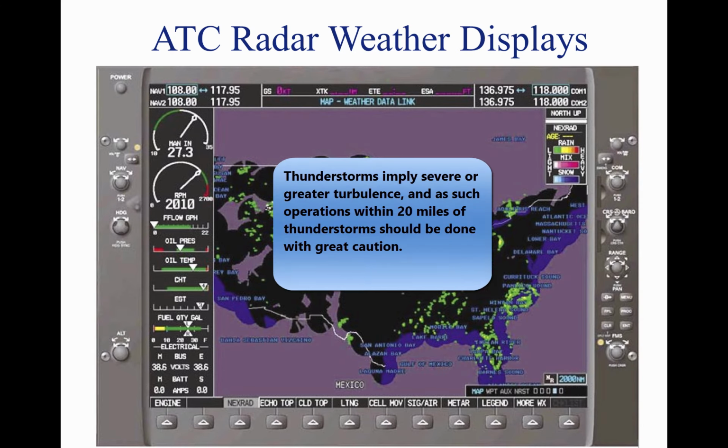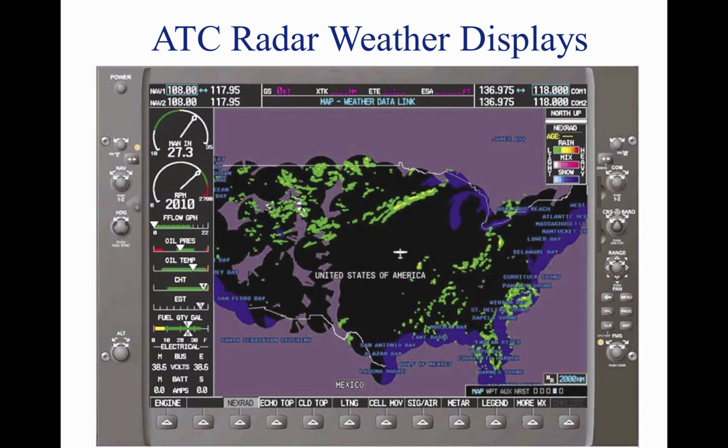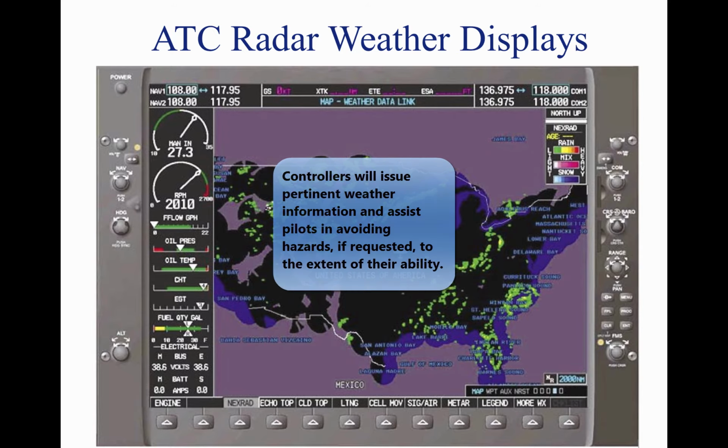Thunderstorms are a form of convective activity that implies severe or greater turbulence. Operation within 20 miles of thunderstorms should be approached with great caution, as the severity of turbulence can be much greater than the precipitation intensity might indicate. To the extent possible, controllers will issue pertinent information on weather and assist pilots in avoiding such areas when requested.